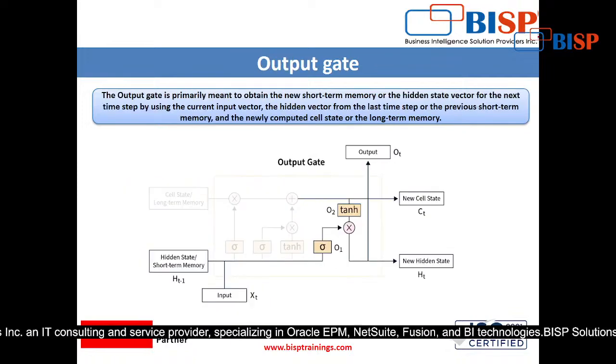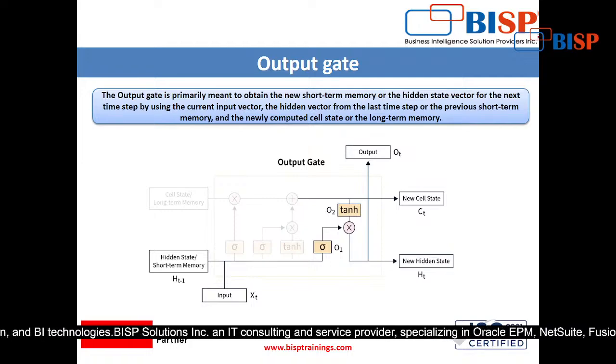Now the output gate. What is the output gate? It is primarily meant to obtain the new short term memory or the hidden state vector for the next timestamp by using the current input vector, the hidden vector from the last timestamp or the previous short term memory, and the newly computed cell state or the long term memory. Once again, the output gate is primarily meant to obtain the new short term memory or the hidden state.